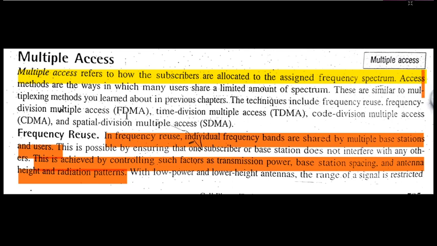Fundamentally, there are four techniques: FDMA, frequency division multiple access; TDMA, time division multiple access; CDMA, code division multiple access; and SDMA, space division multiple access. So frequency reuse, as its title says, means the frequency band is initially shared by multiple base stations. So one frequency band is connected with many base stations and spread among many users. That is the whole idea about frequency reuse and multiple access.